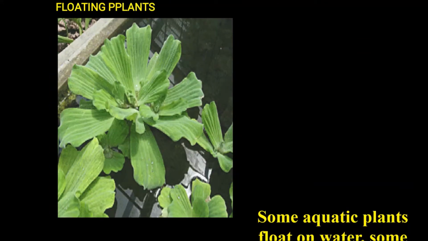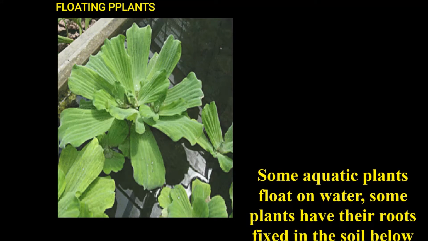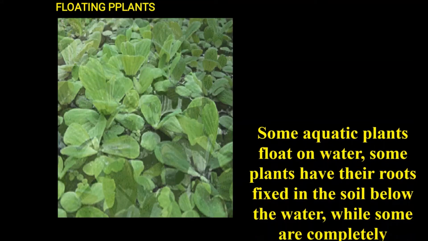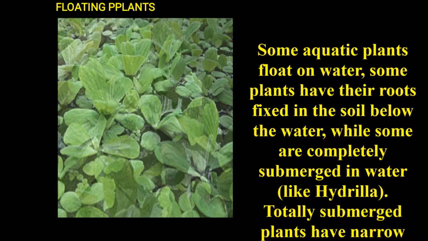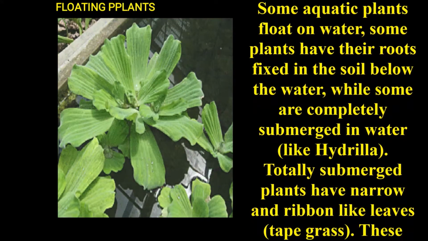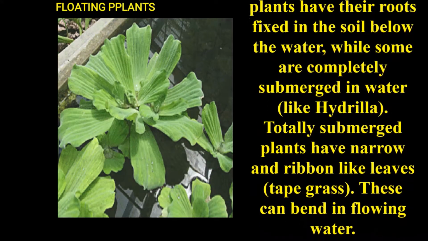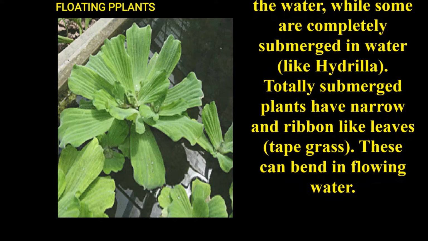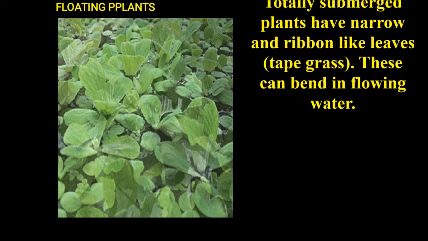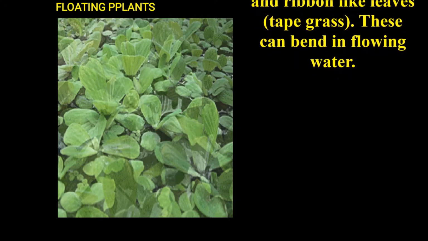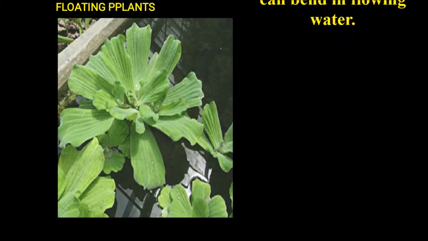Children, now let us discuss aquatic plants. Some of the aquatic plants can float on water, and some plants have their roots fixed in the soil below the water, while some are completely submerged in water like hydrilla. This type of plant has narrow ribbon-like leaves, and these can be bent in flowing water.